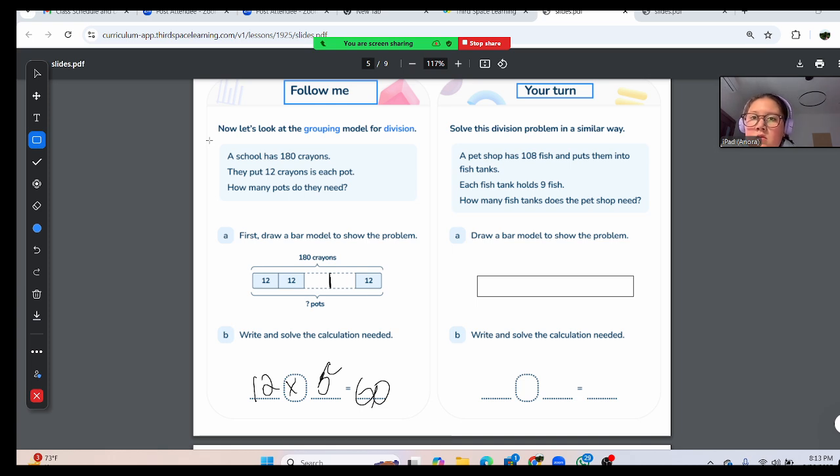60. Are you sure? 5? Basically, 5 is not given. The 5 you got after saying this, but see, there are total 180, they are putting 12 in each. How many pots do they need? So you would divide 180 with 12, right?